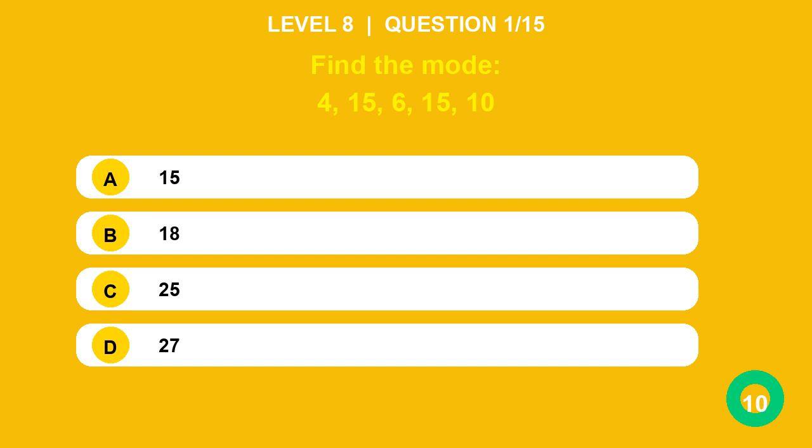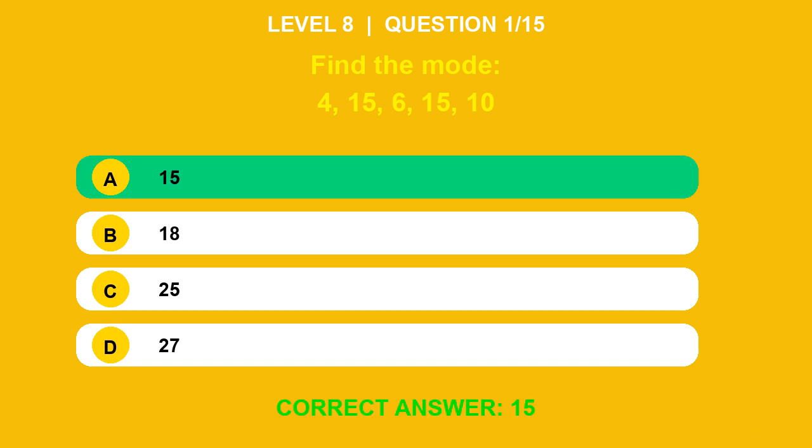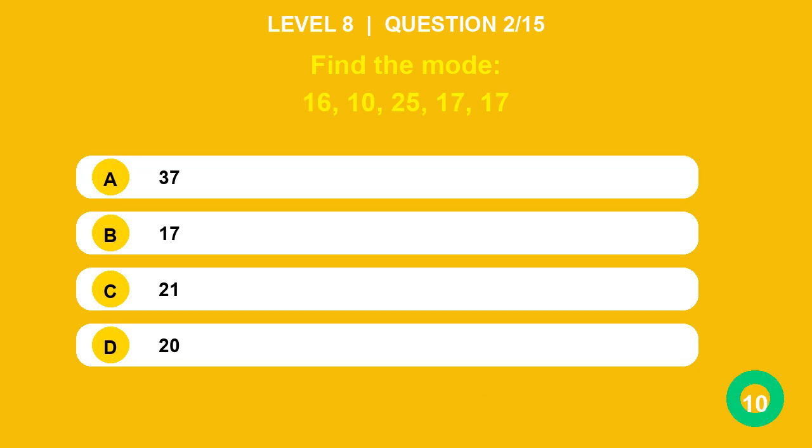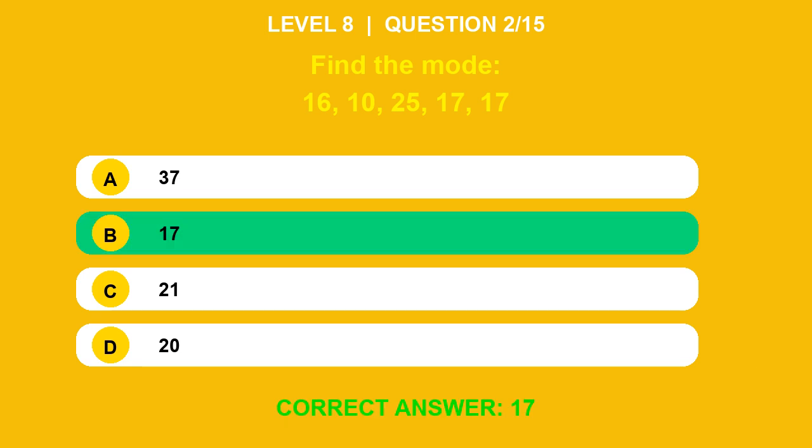Find the mode. 4, 15, 6, 15, 10. Answer is 15. Find the mode. 16, 10, 25, 17, 17. Answer is 17.